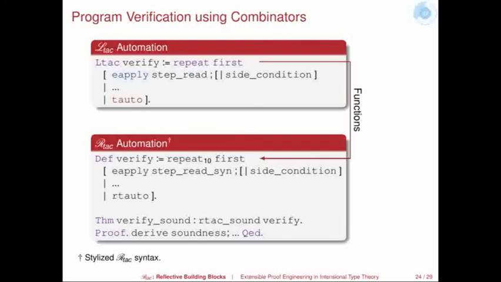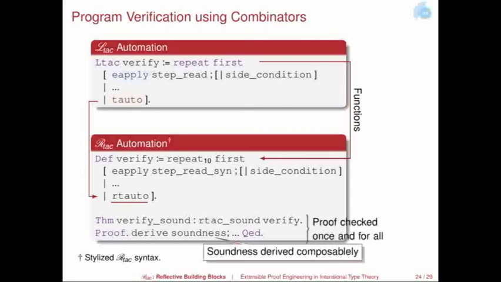And so what we can see is the features up here, like repeat and first, get translated down into object-level functions in our logic. Here, this repeat and first. And our custom procedures, like Tauto, get translated down to the actual fancy procedures that we wrote, like rTauto. So we can take any procedure that we've already written, we can call it from this, and the proofs are going to fit together in a nice way.